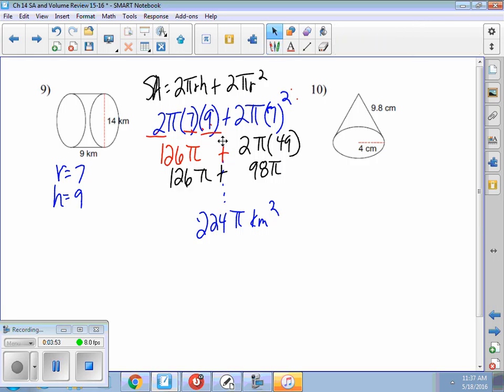All right, number 10. Formula, different formula though. Read the formula. Pi R L. Pi R squared. Are we supposed to find the circle? Oh, sorry. Pi R L. All right, pi R L. Yeah, it's the surface area. Pi R L plus pi R squared, excuse me.